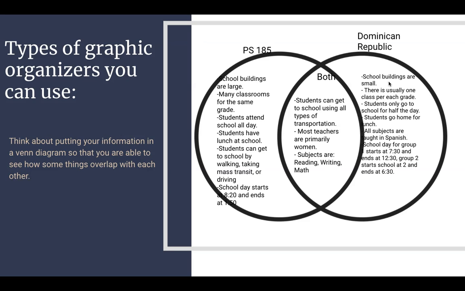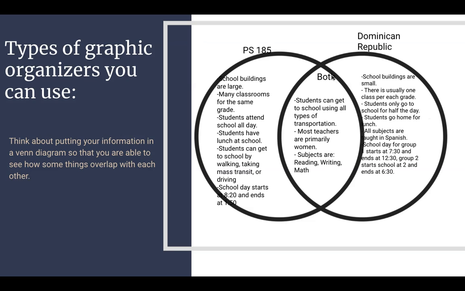In the Dominican Republic, many of the school buildings are small, like the elementary school buildings are typically small. There's usually one class per grade. Students only go to school for half of the day. Students go home for lunch. All subjects are taught in Spanish. School days for group 1 start at 7:30 in the morning and end at 12:30 in the afternoon, and then that's when they go home for lunch. Group 2 starts school at 2 p.m. and are done at 6:30 in the evening. So that's why they only go to school for half of the day.